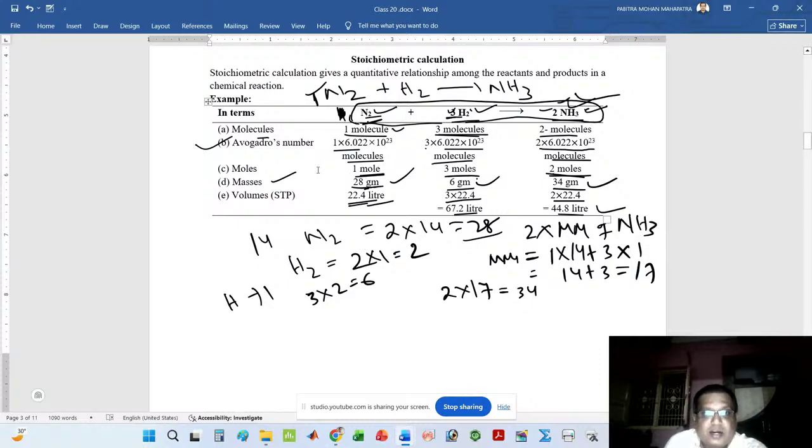Here you can say that 1 mole of nitrogen requires 6 gram of hydrogen and produces 34 gram of ammonia. You can cross the relationship. Here we can say that 22.4 liter of nitrogen, having 3 moles, 22.4 liter of nitrogen reacts with 3 mole of hydrogen to form 2 mole of ammonia. You can also cross the relationship.